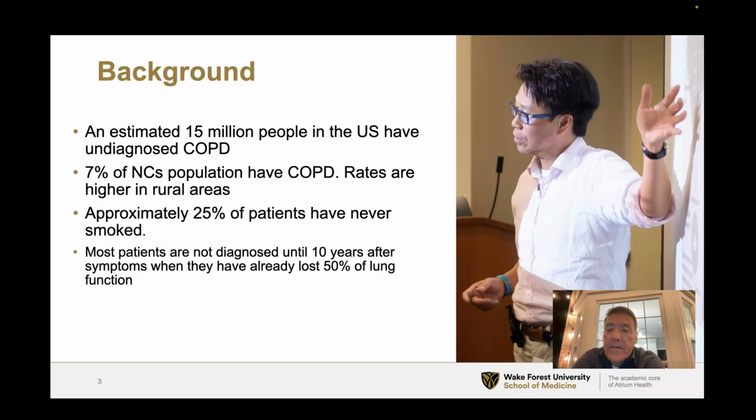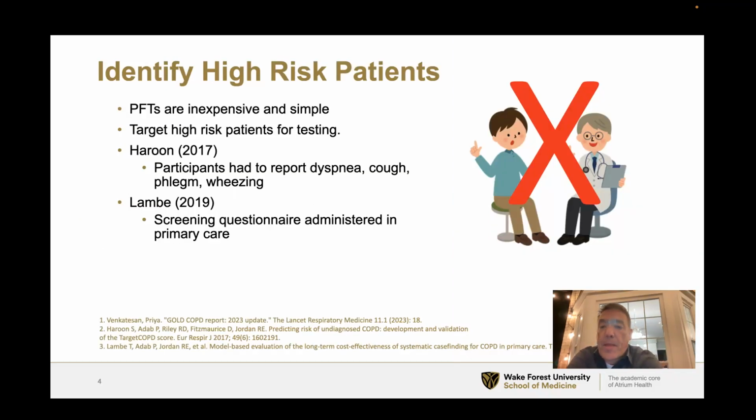An estimated 15 million people in the United States have undiagnosed COPD, and unfortunately, diagnosis is frequently delayed until patients have already lost 50% of lung function, which is sad given that we have medications now that can improve patient outcomes. Tools for identifying high-risk patients would support targeted screening.